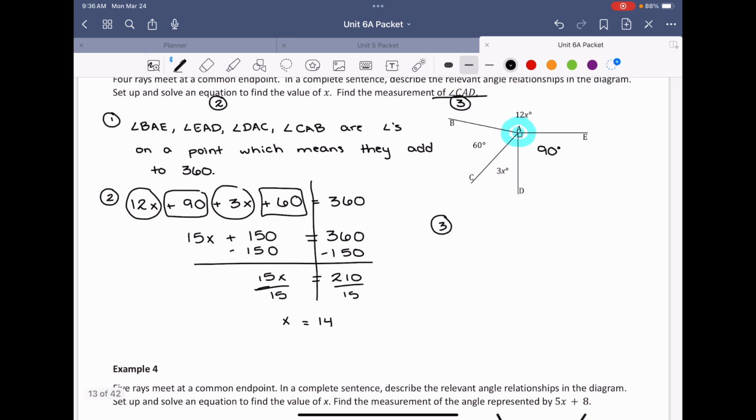And last step, you needed to find angle CAD or DAC. Those are the same thing. Well, CAD is right here. So that's 3x. So 3 times 14, which is 42. So 42 degrees.